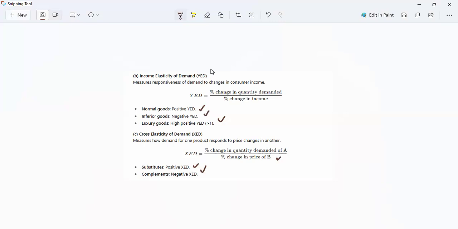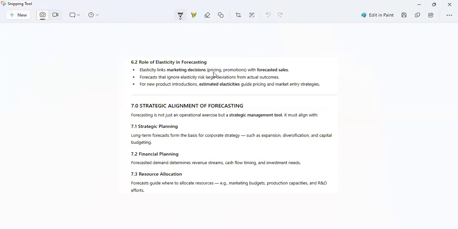Okay. What role does elasticity have in forecasting? So elasticity is very important because it is used to make marketing decisions, pricing promotions, forecasting sales. Elasticity also helps in estimations. Forecasts that ignore elasticity usually have a lot of deviations from the actual outcomes. For new product introductions, estimated elasticity will guide the pricing and the marketing entry strategies.